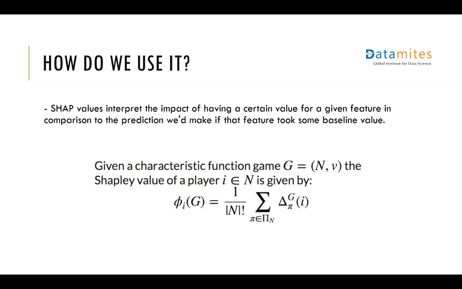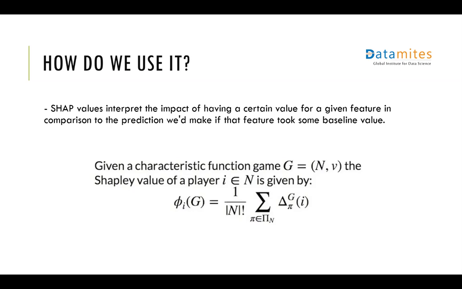SHAP values will interpret the impact of having a certain value for a given feature in comparison to the prediction. Now, let's say we have a lot of predictions that a model has made, and there's an average or baseline prediction. Now, we need to calculate the change for each feature, and this Shapley function is given by phi i of G equals 1 by n factorial summation over permutations, this whole gigantic formula. We need not consider this because in Python, the library itself calculates the SHAP values of all the features.